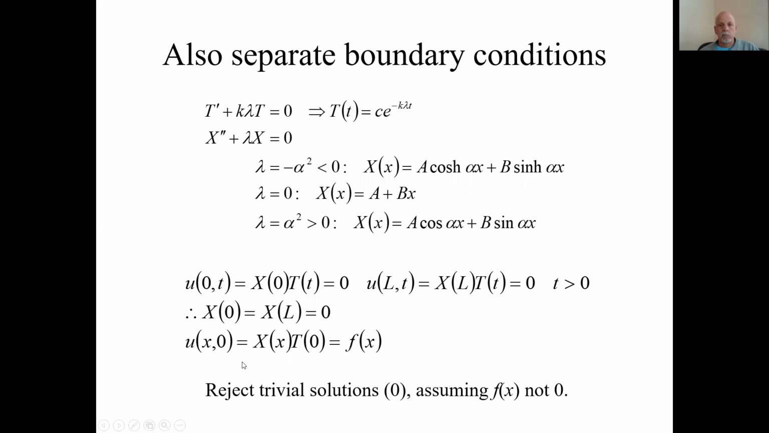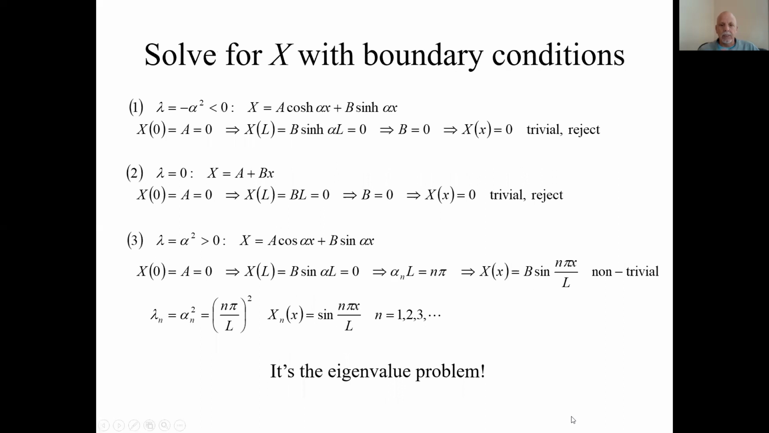So we have to solve this guy, and we have to reject trivial solutions, or we have to reject just x equals 0 everywhere, assuming this initial condition is not just 0 everywhere. Which is going to lead us to the eigenvalue problem.